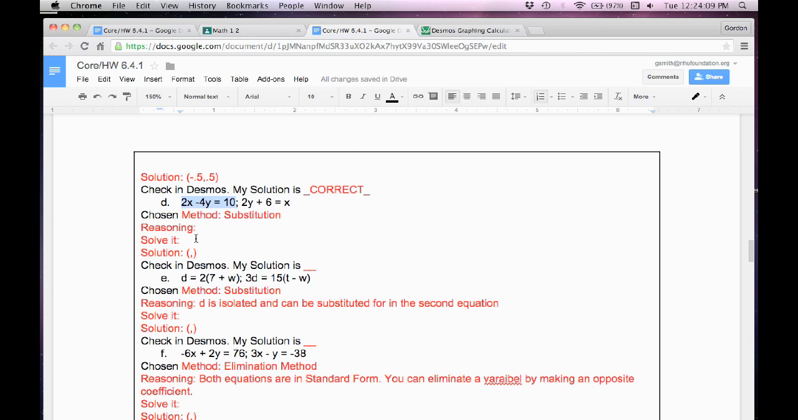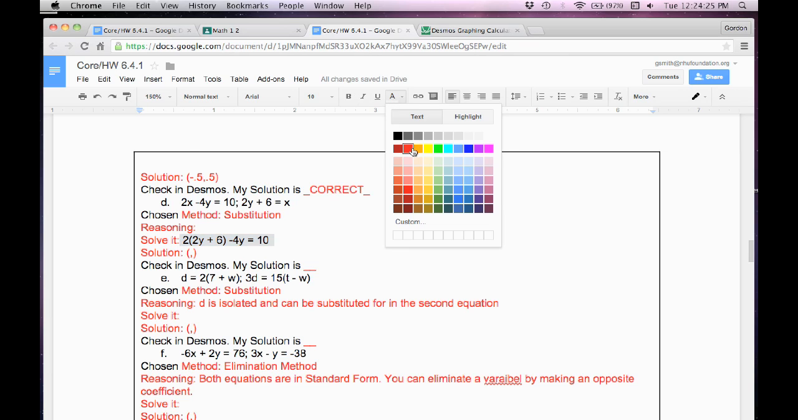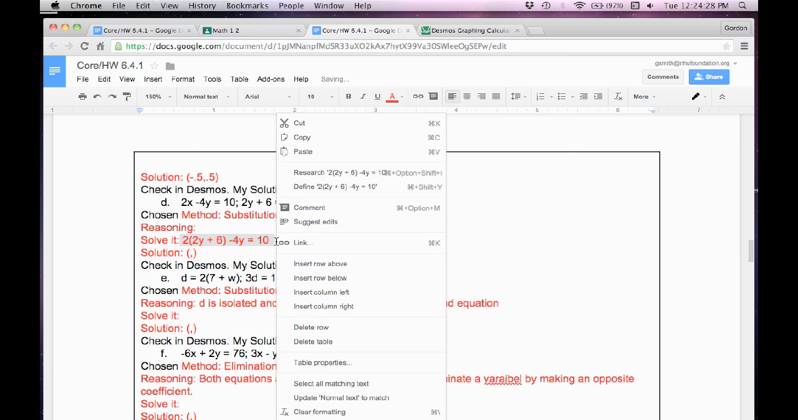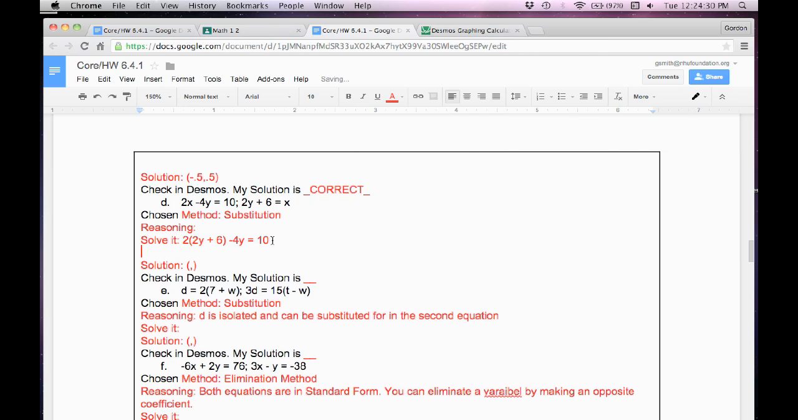So I'm going to substitute in this value for x wherever I see an x. Oops, like that. All right. So now, in order to find y, because we've eliminated the x's, we need to work this through. The first thing we'll do is distribute. So that'll be 4y plus 2 times 6, which is 12, minus 4y is equal to 10.